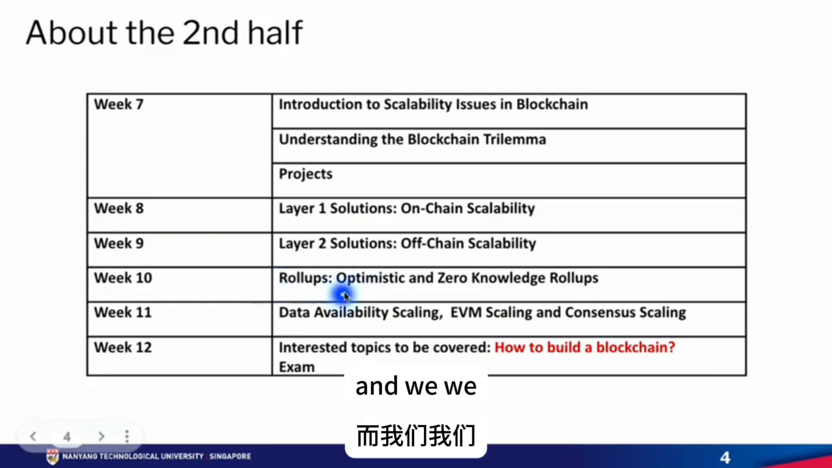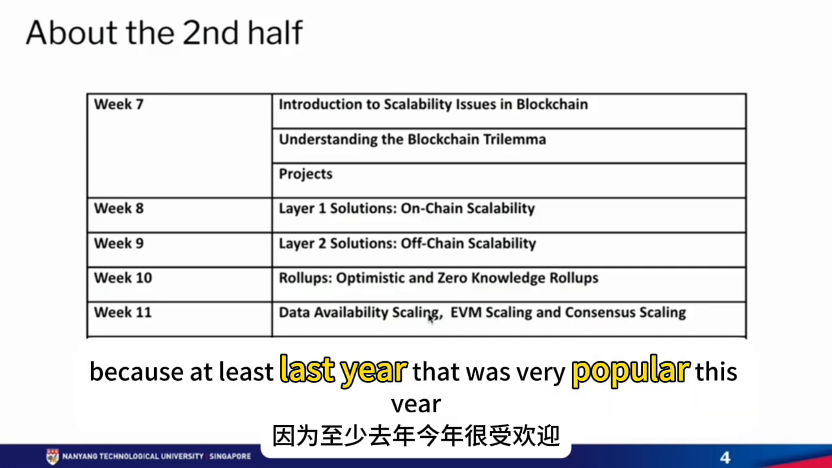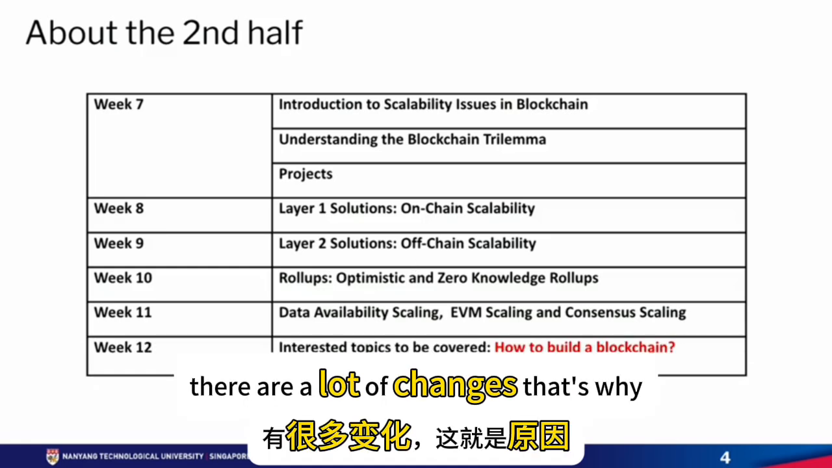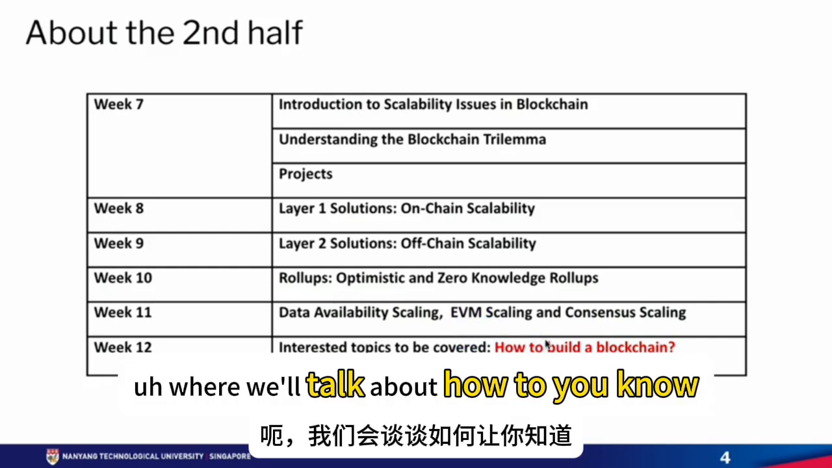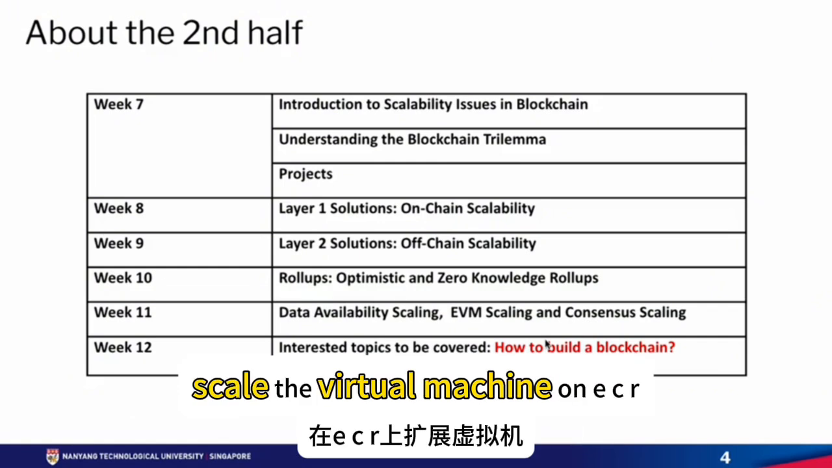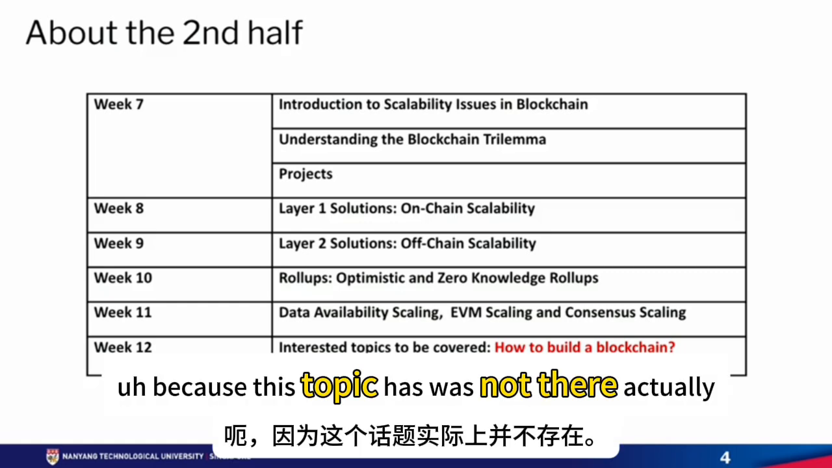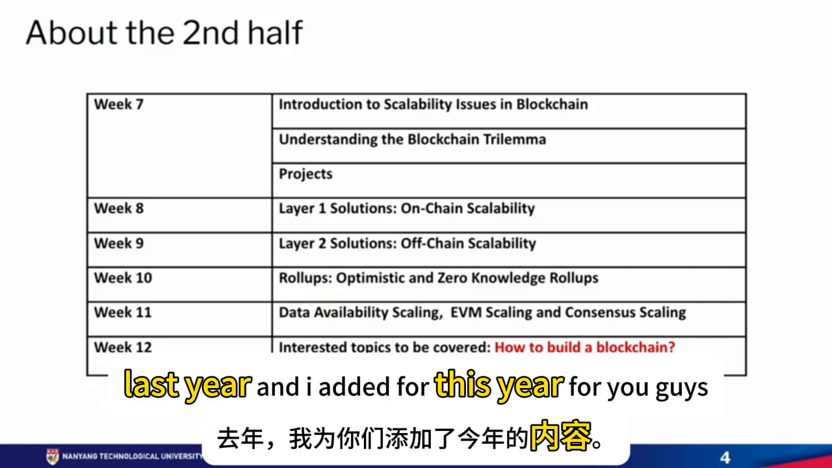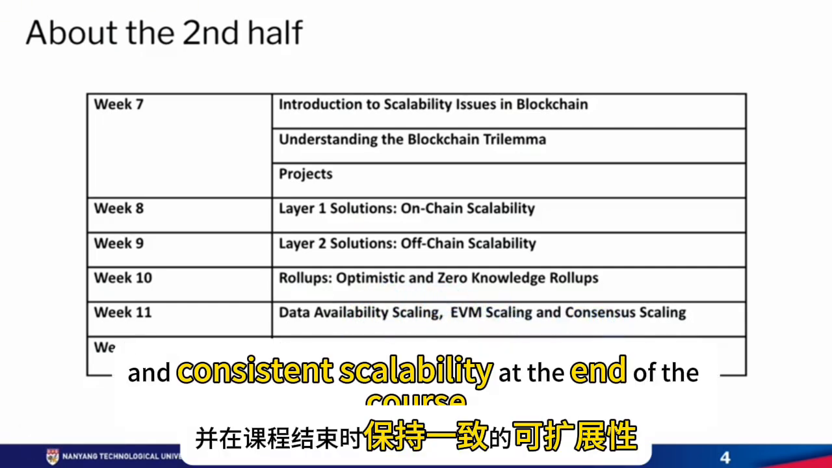We focus a lot on optimistic rollup and ZK rollup for layer 2 scaling because at least last year, that was very popular. This year, there are a lot of changes. That's why I'm adding a new element this year, which is EVM scaling, where we'll talk about how to scale the virtual machine on Ethereum. I'll touch on that topic a little bit because it was not there last year, and I added it this year for you guys. Then we talk about storage scalability, computation scalability, and consensus scalability at the end of the course.